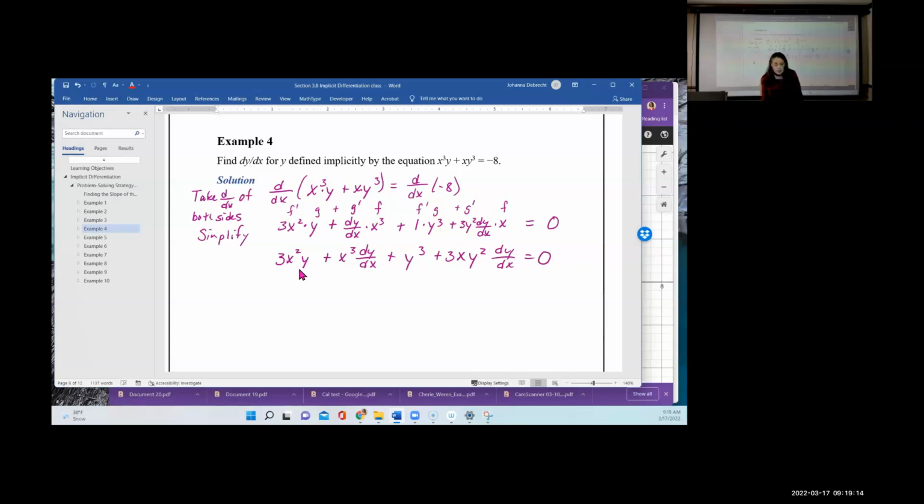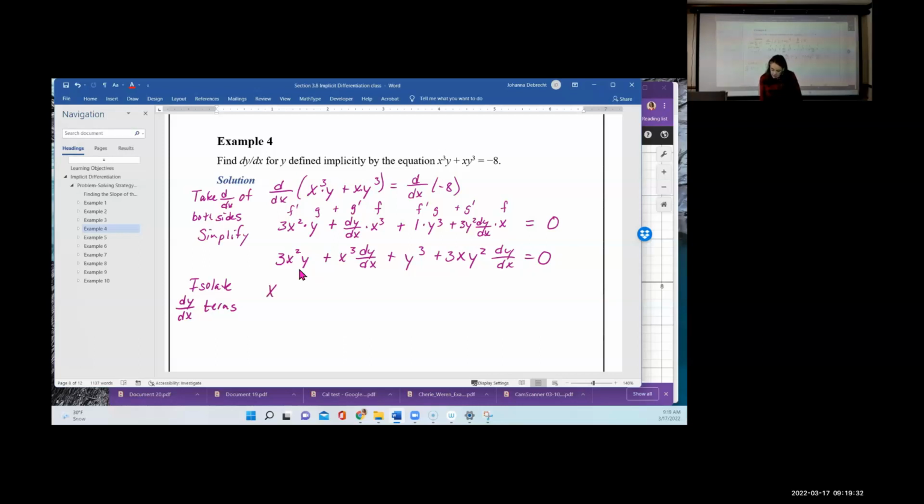Our next step is to isolate the dy dx terms. We're trying to get dy dx by itself. So first we isolate the terms that have dy dx in them by leaving them on the left or moving them to the left and moving everything else to the right.